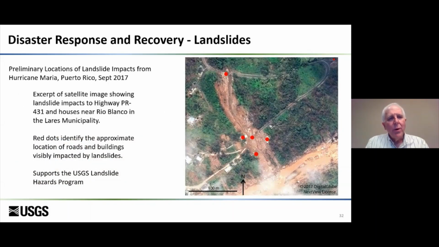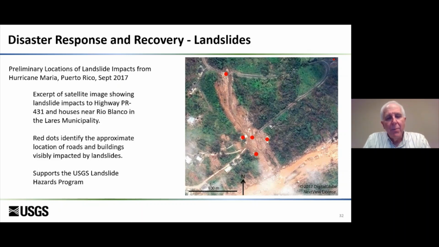So we also have worked with the USGS Landslide Hazards Program after Hurricane Maria devastated Puerto Rico in September 2017. The landslide folks wanted to document where in the islands that was impacted by landslides. So we were able to acquire DigitalGlobe imagery for the entire island.